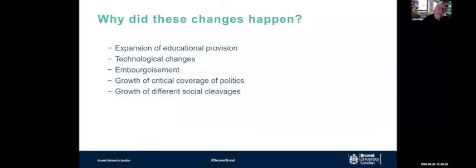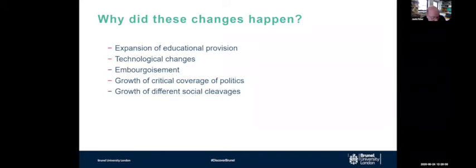The fourth thing is that we've seen a growth in the critical coverage of politics. So if you go back to the 1950s, what you see is that journalists are very deferential towards politicians and allowing politicians to make their case almost unchallenged. Now, this began to change in the 1960s and has ramped up ever since, such that now we have a situation when it's almost the case that if a politician appears on the radio or on television, we almost expect them to be savaged by the journalists.